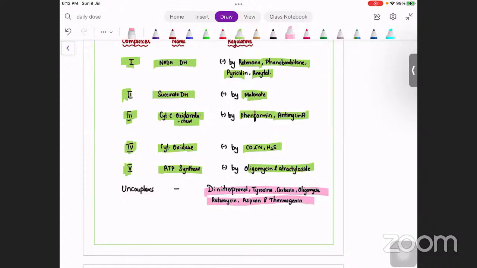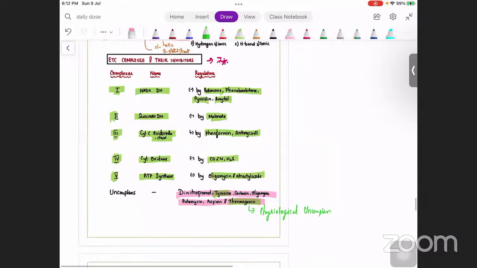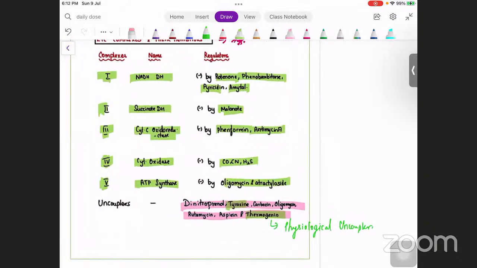Among that, your thyroxine and thermogenin are the physiological uncouplers. You should remember that, people. Physiological uncouplers.